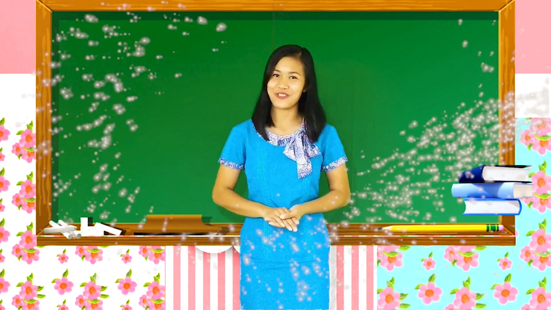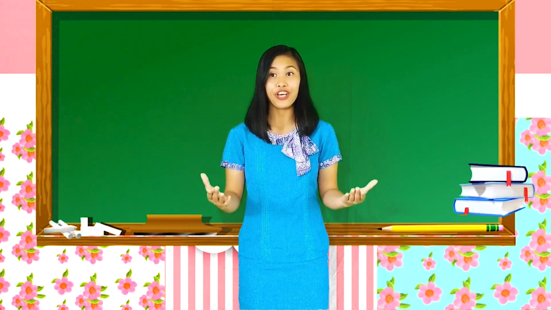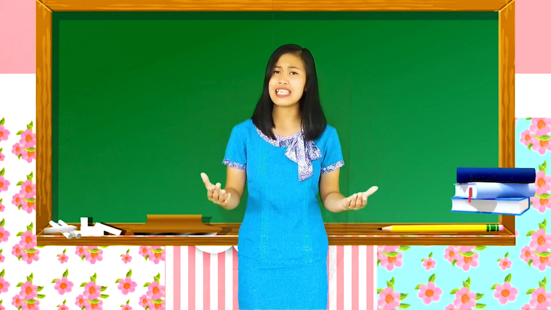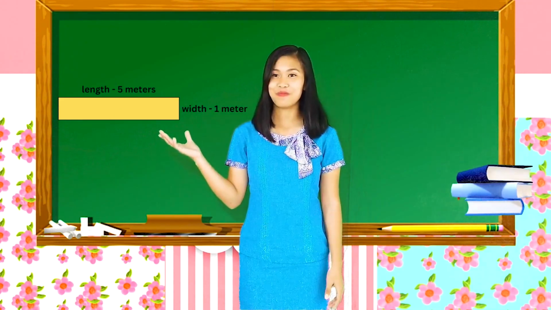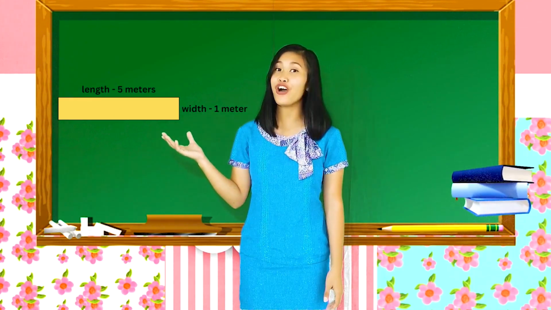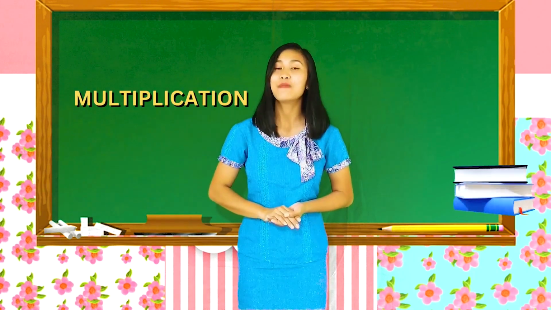That was easy, right? But what if we are told to get the area of a shape, but we can't see the squares inside? Like this one. How do we find the area of this shape? That's very easy. To find the area of a shape that we can't see the squares inside, we need to use multiplication.